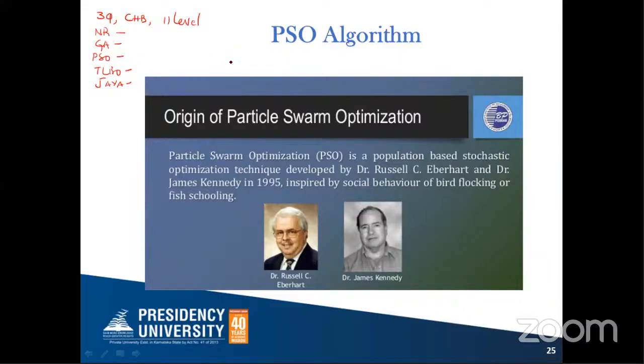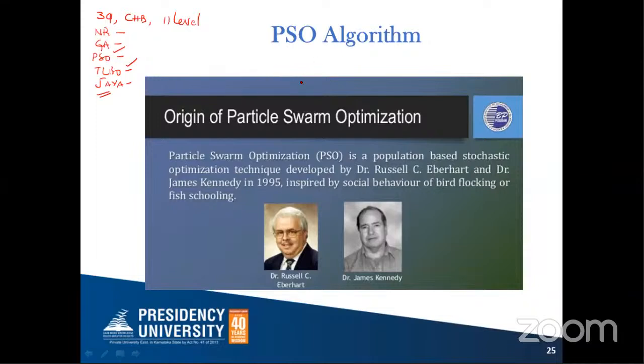We can try others, but in your case, for your research problem, maybe Jaya optimization may provide a better solution. For your problem, the TLBO algorithm may provide a better solution. But for my case, the PSO algorithm has provided a better solution. That is the reason why I am concentrating on the PSO algorithm. I'll tell you about PSO in 5 to 10 minutes in a very simple way. This is a very simple algorithm.